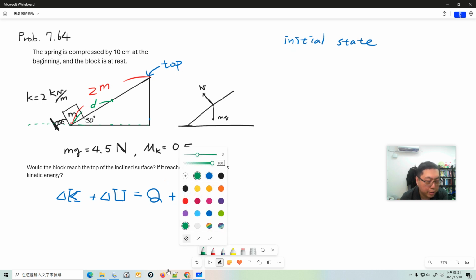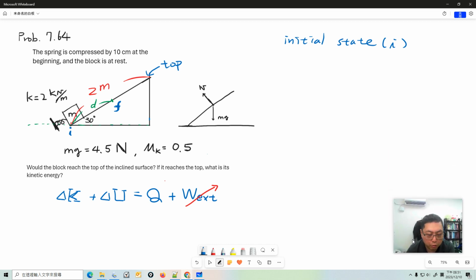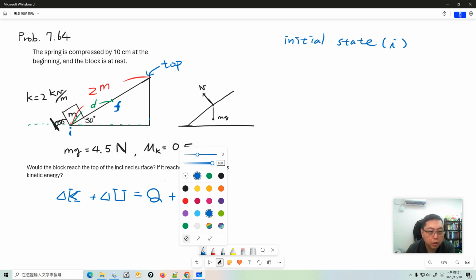And I make the initial state and final state here. The initial state is the ground, and the final state is after the block moves a distance d on the inclined surface. So that's our final state. Why do I have to do that? You will understand. It's very much easier to solve the problem.